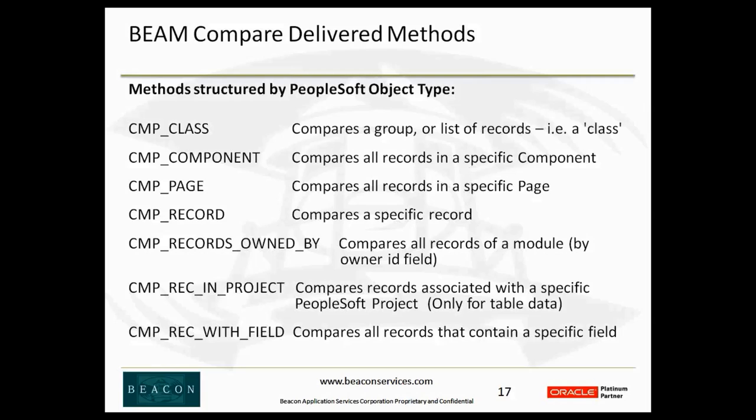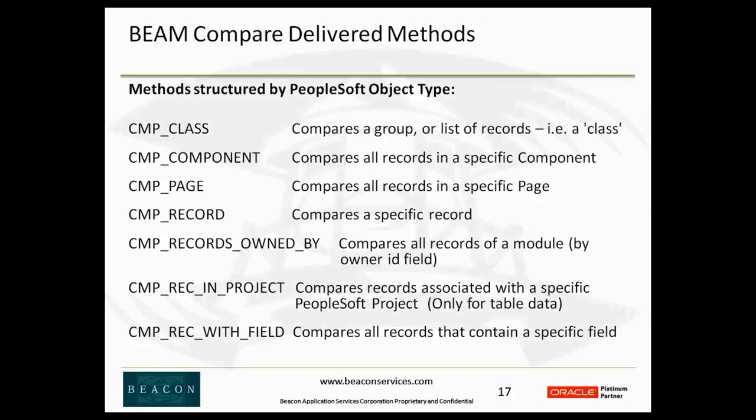We can compare records within a project. We again compare the data in the tables. So we don't compare PeopleCode. You're still going to use App Designer when you want to do that. But getting down to the structure and the data in the tables by a project is compare records in project.